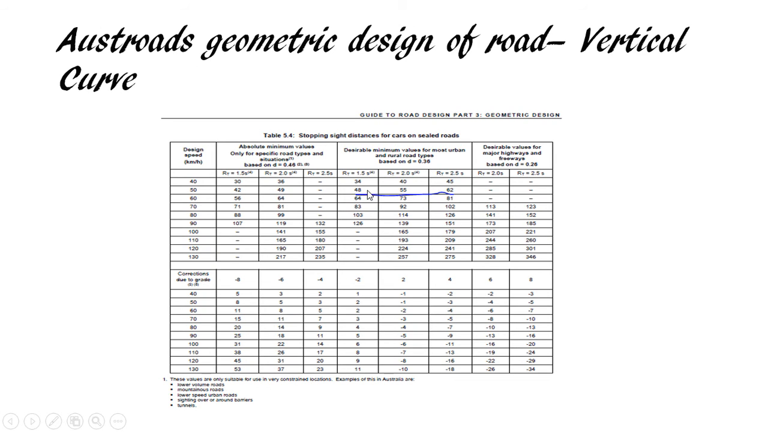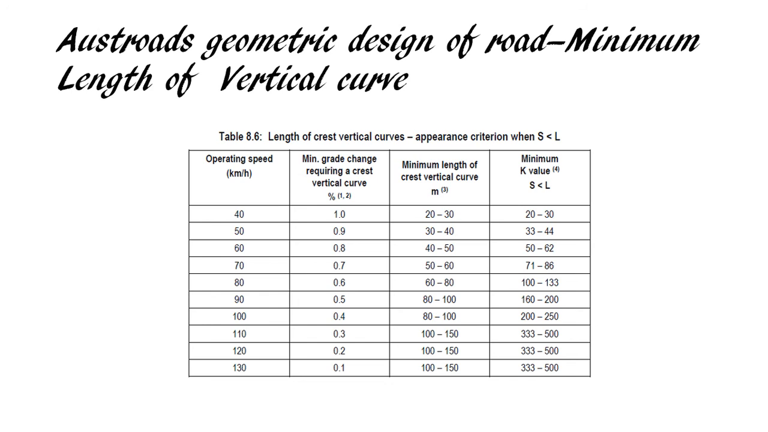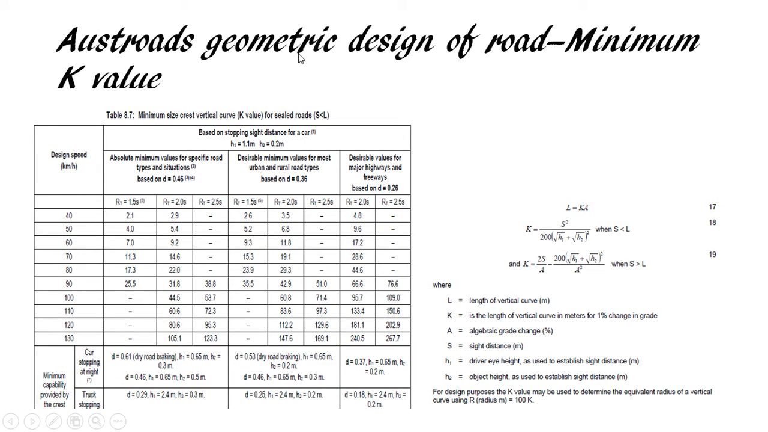In other words, if we go for a length of vertical curve which is equivalent to the stopping sight distance, that would ideally be okay. And this is what we have done in this example.